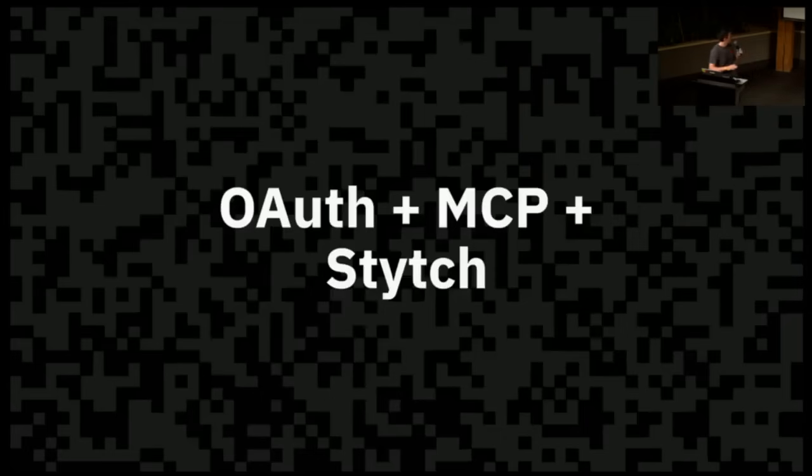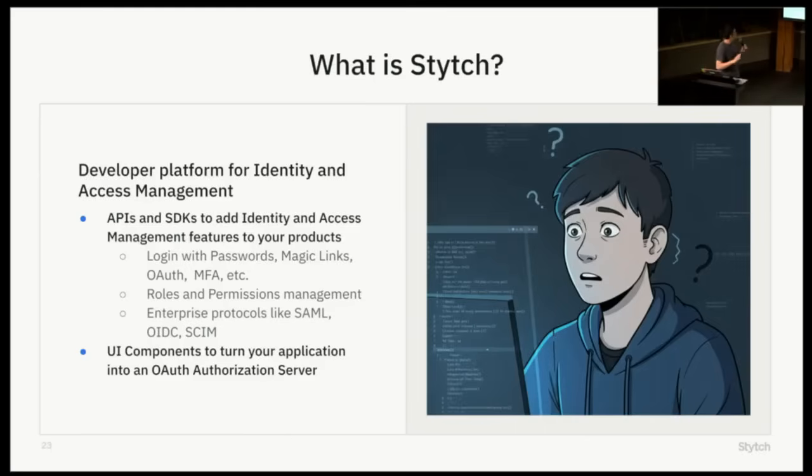So how do we actually do this? I work at a place called Stytch. Stytch is a developer platform for consumer identity and access management. That means we make a bunch of APIs and SDKs that allow you to add authentication and authorization related features to your application. So we've got passwords, magic links, biometrics, all sorts of fun stuff.